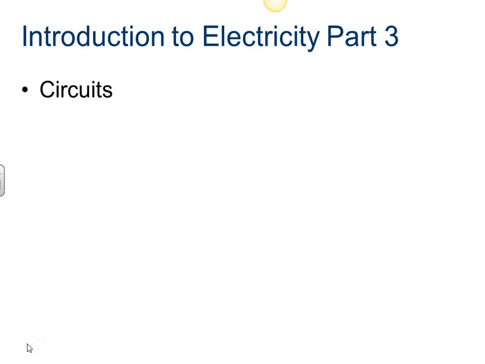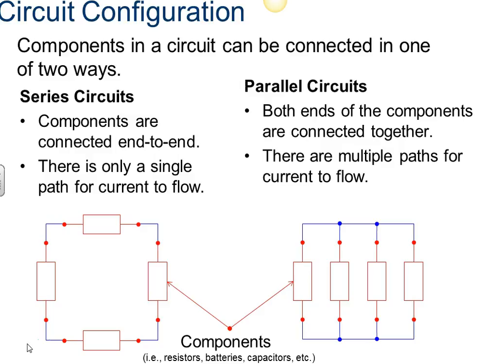This presentation is Intro to Electricity Part 3. We're looking at circuits and configurations of circuits as well as calculations centered around circuit structure. So circuit configurations can be carried out in two primary ways: the series circuit and the parallel circuit.